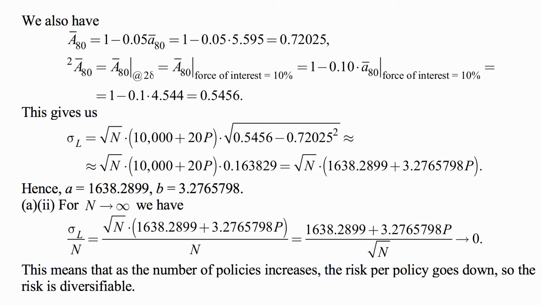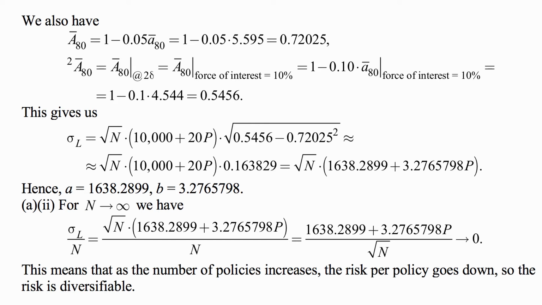This gives us the standard deviation of L to be the square root of n times (10,000 plus 20P) times the square root of (0.5456 minus 0.72025 squared), which is approximately the square root of n times (10,000 plus 20P) times 0.163829. Then we can write it as the square root of n times (1638.2899 plus 3.2765798 times P), so that A is equal to 1638.2899 and B is equal to 3.2765798.